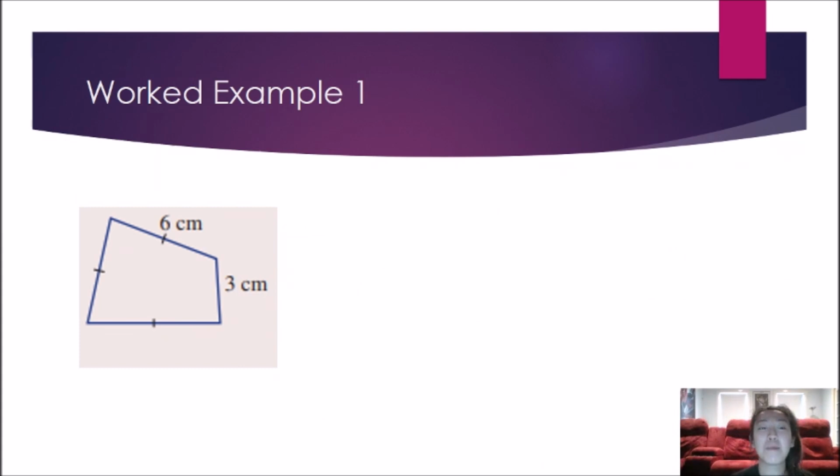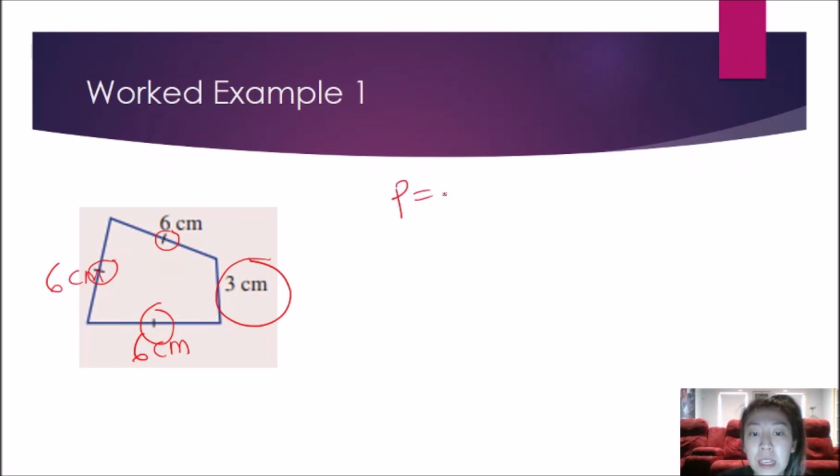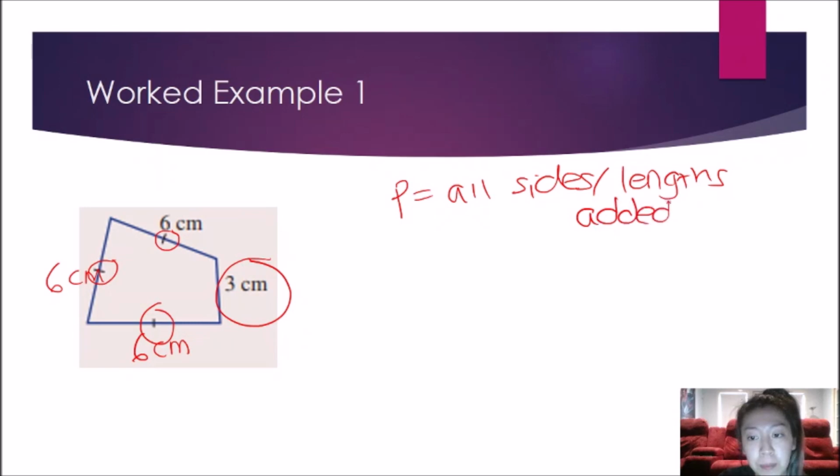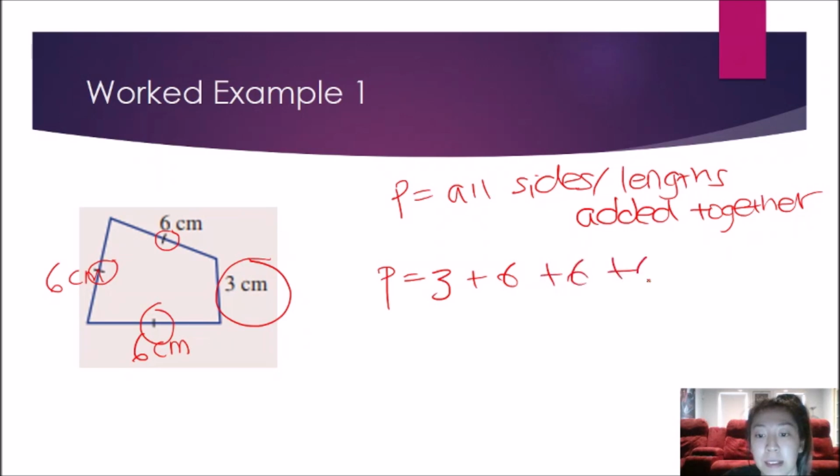So let's work out the perimeter of this one here. As you can see, this one here is 3 centimeters. 6 centimeters is denoted by one streak or one line. With that, we can determine that these sides are 6 centimeters. So perimeter is all the sides or lengths added together. That means perimeter is denoted by 3 plus 6 plus 6 plus 6. I've just added all of these together.